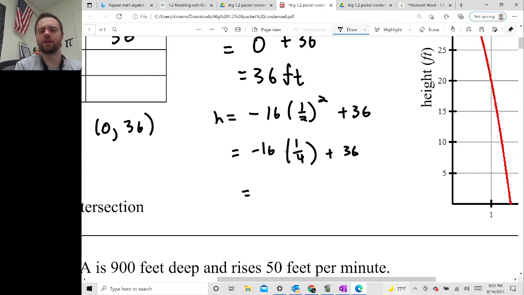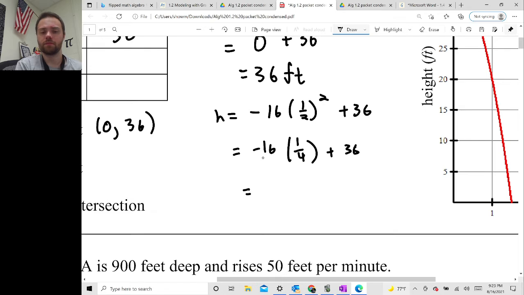And so if you take a look here, I've got negative 16 times 1 over 4. So I can write this as a fraction. Negative 16 times 1 is negative 16. 1 times 4 is 4. So this is the same as negative 16 over 4 plus 36. Well, negative 16 over 4, that's division. So 16 divided by 4 is 4. So negative 16 divided by 4 is negative 4. So I've got negative 4 plus 36, which is 32.